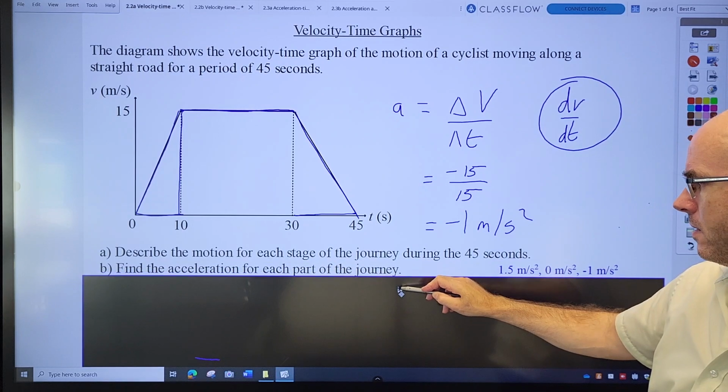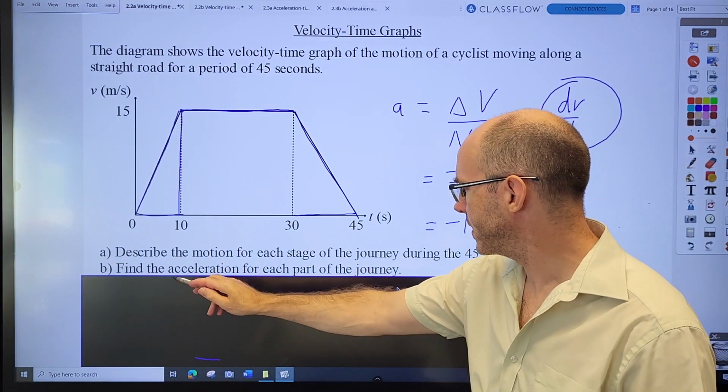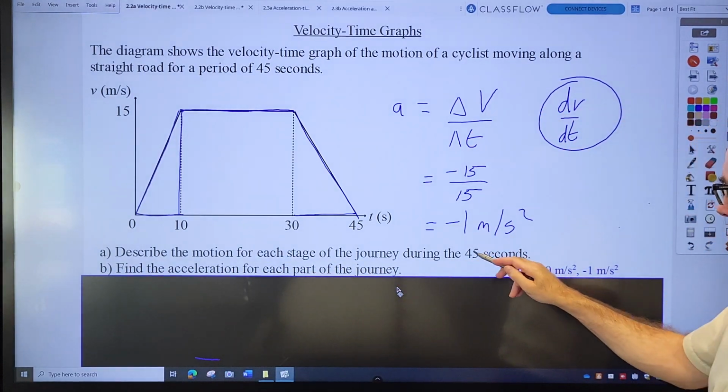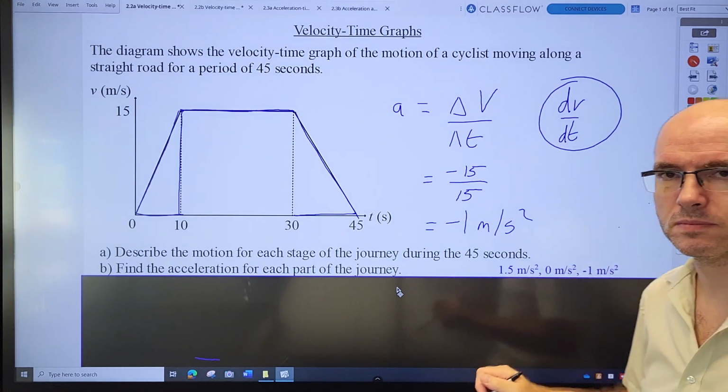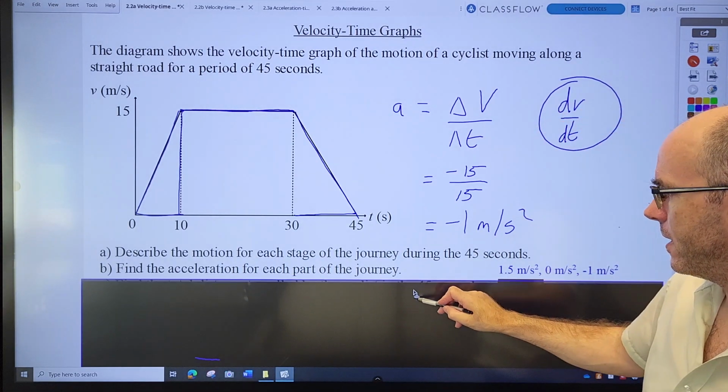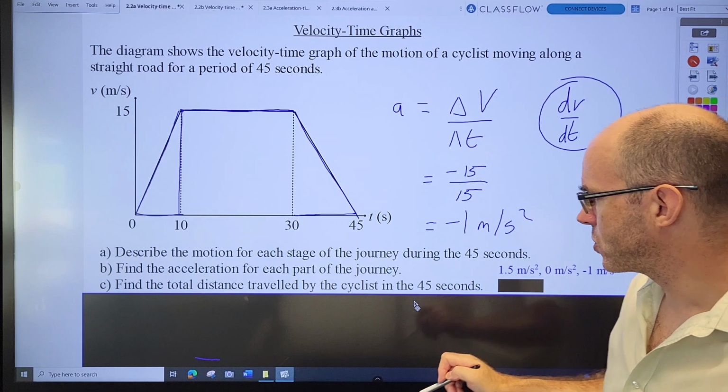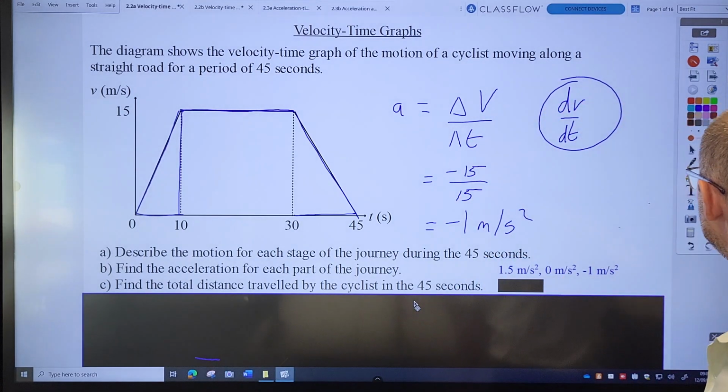And well, I've answered that question as well, haven't I? Find the acceleration in each part of the journey. It's this, just to confirm: 1.5, 0, and negative 1. Okay. Right, next, find the total distance travelled by the cyclist in the 45 seconds.